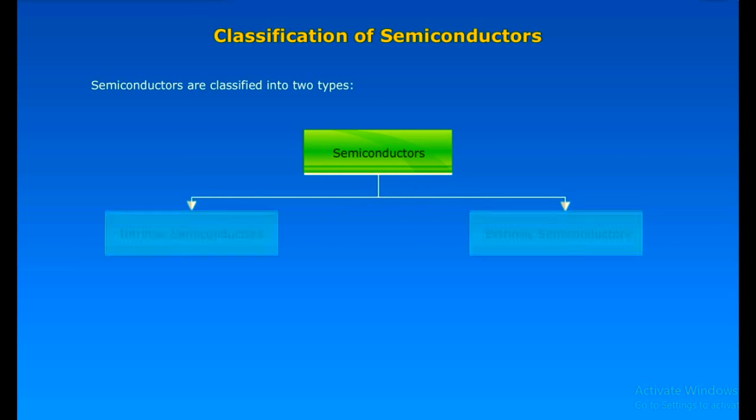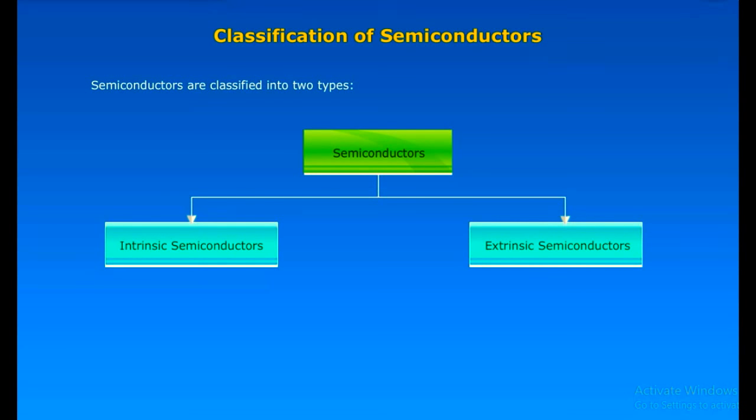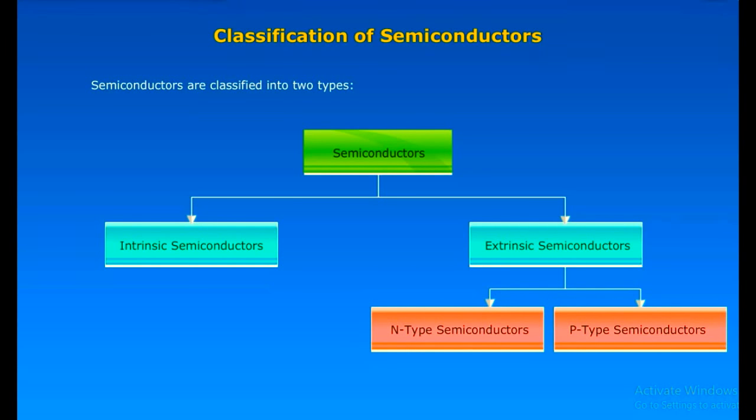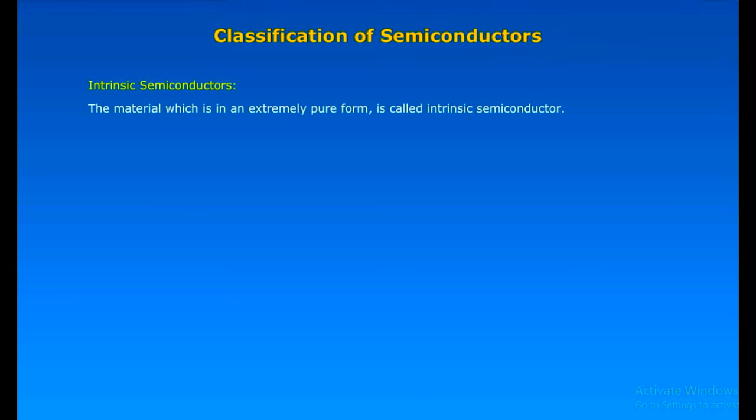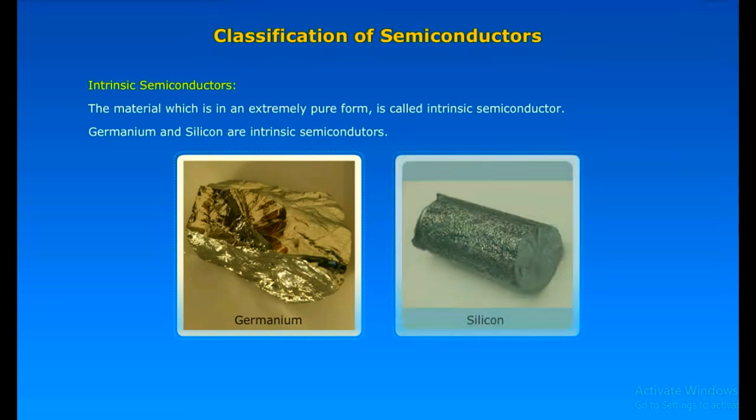Classification of semiconductors. Semiconductors are classified into two types: intrinsic semiconductor and extrinsic semiconductor. Again, extrinsic semiconductors are classified into N-type semiconductors and P-type semiconductors. Intrinsic semiconductors. The material which is in an extremely pure form is called intrinsic semiconductor. Germanium and silicon are intrinsic semiconductors.